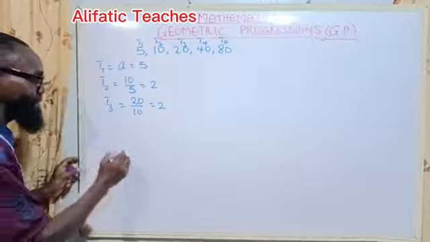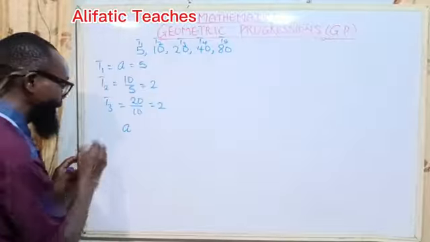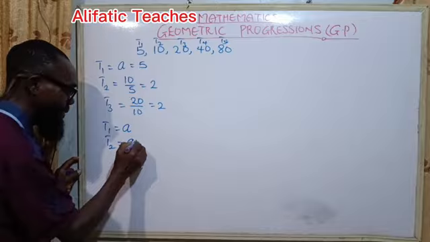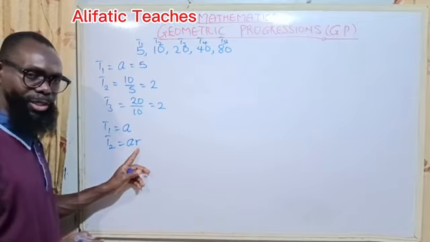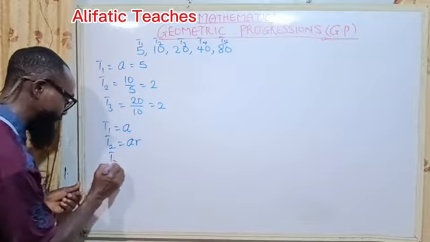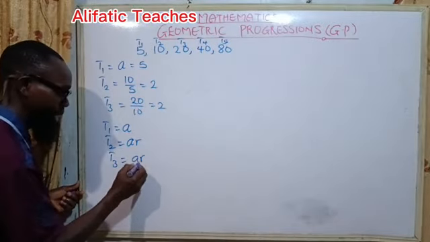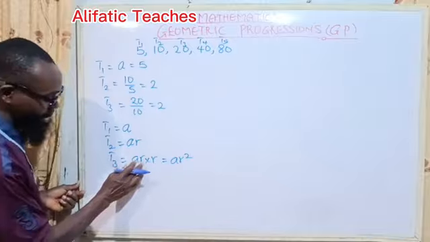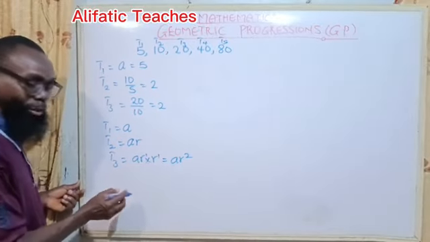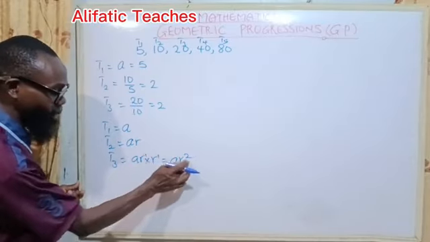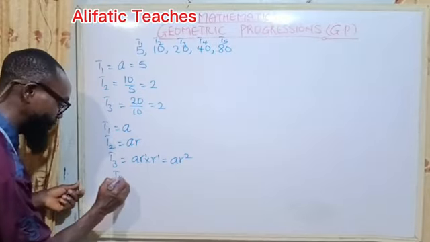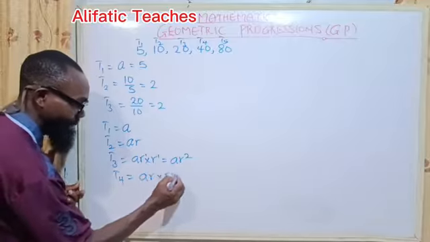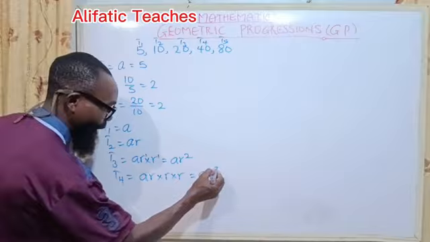So if my first term is A, that is my T1 is A, my T2 is going to be A multiplied by R, which is my common ratio. So my third term, T3, will now be AR multiplied by another R, which gives me AR raised to power 2, because R raised to power 1 times R raised to power 1 gives 1 plus 1, which is R raised to power 2. My T4 is going to be AR squared times R, which gives me AR raised to power 3.